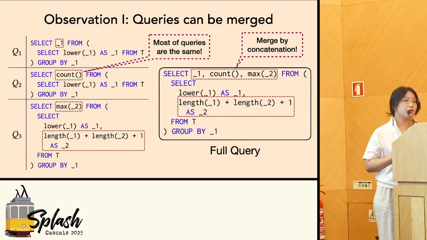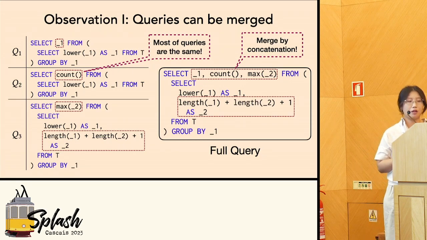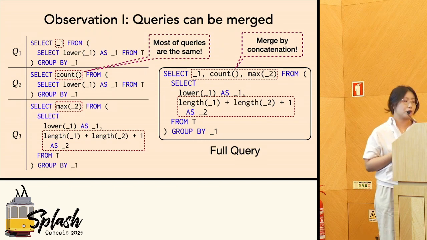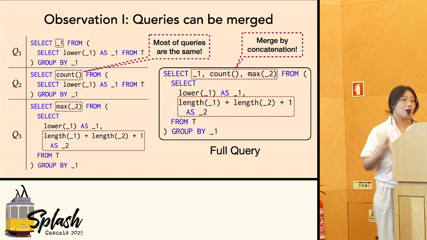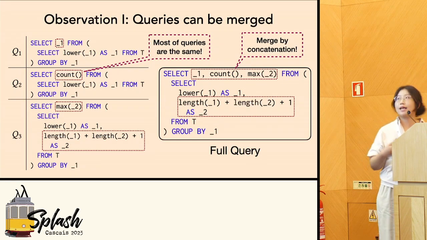Additionally, we notice that we can actually construct a full design query by keeping the shared portion of the column query and then concatenating together the remaining portions. This corresponds to our second observation, that column queries with this structure can be easily and efficiently merged.